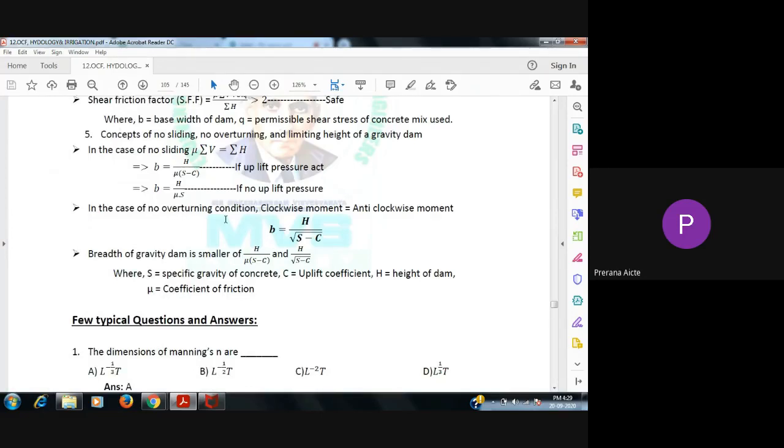In the case of the no overturning condition, the clockwise moment equals the anticlockwise moment. That is not important actually. The base width of the gravity dam B = H/√(S−C). This is important, so this formula is important: B = H/√(S−C).